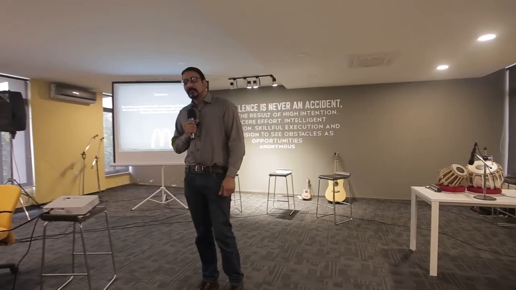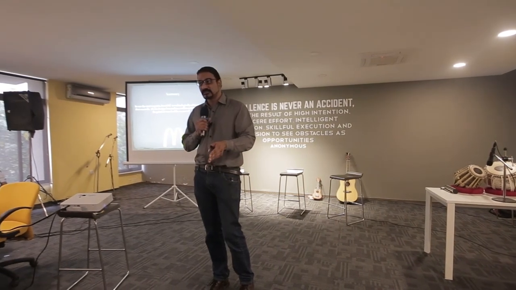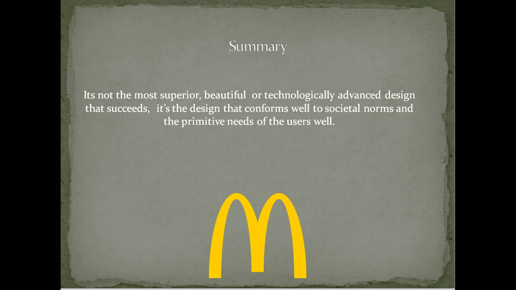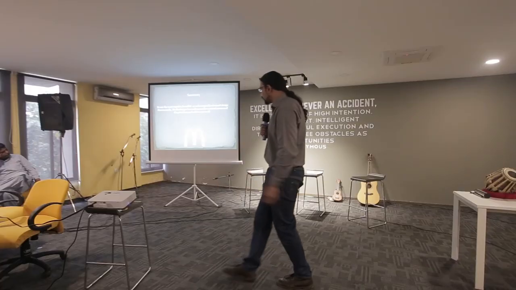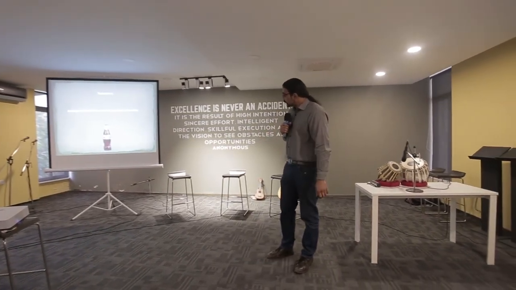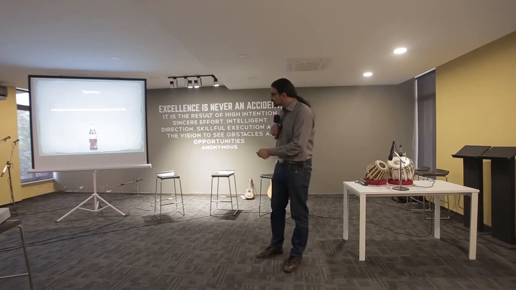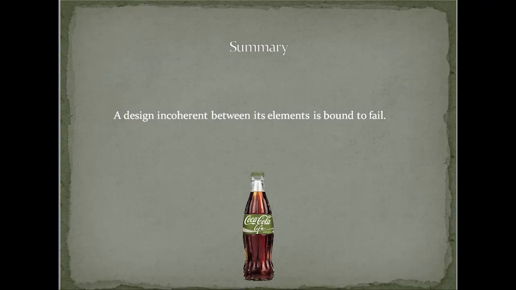This is an iconic design, and McDonald's, this is probably one of the best logo designs ever. McDonald's designed it for kids, and they designed it to represent breasts because they wanted children to think of it as food. And throughout history, there's never been a better logo design than this. So point number two, design coherence. Do you think this would sell? Coca-Cola made this mistake.